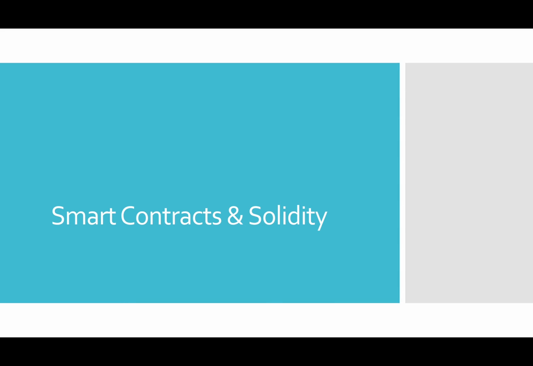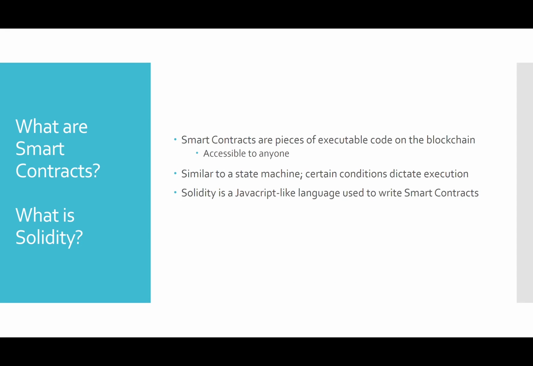So let's get started with smart contracts and Solidity. Like I said before, smart contracts are built on Solidity, and Solidity is a JavaScript-like language that's used to write smart contracts. The smart contract itself is just a piece of code on the blockchain. It's public, accessible to anyone, and what that means is you have to keep it secure. A smart contract is like a state machine. It exists on the blockchain, and it dictates what could happen at certain times.